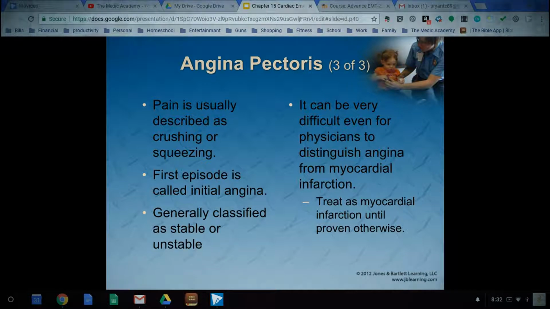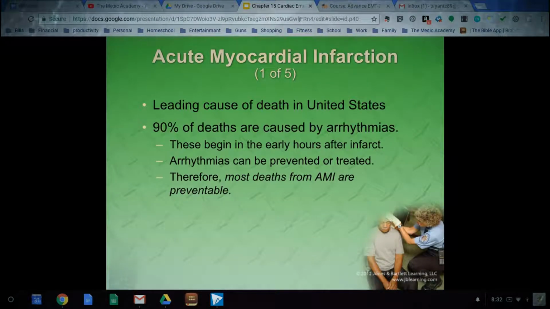And we can classify angina pectoris as stable or unstable. But as I said, it can be very difficult to distinguish from a myocardial infarction, and we should treat it as an MI, or myocardial infarction, until we can prove otherwise, until the physician can prove otherwise.